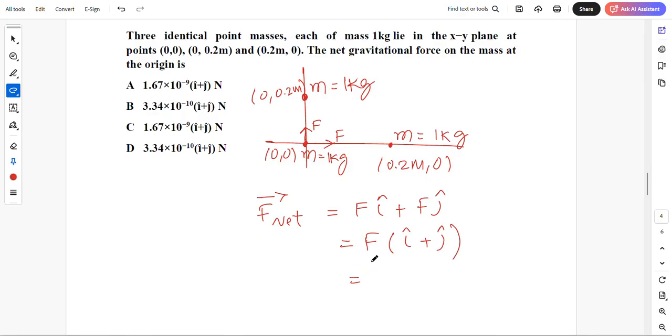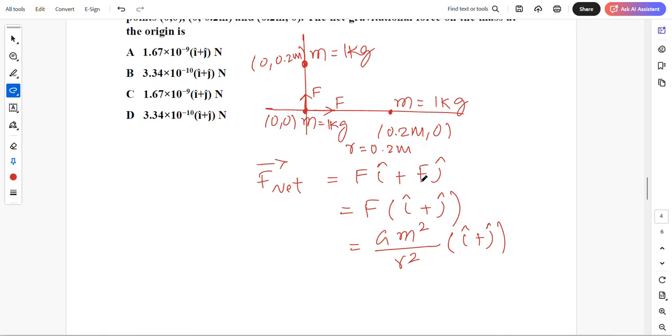Now what is the gravitational force given by? Gravitational force is given by G into M, that is M square divided by R square. What is the distance? Here the distance is how much? 0.2 meter, and here also the same distance, 0.2 meter. That is 0.2 the whole square. I will write the distance is R square, i plus j. How much distance? Distance is nothing but 0.2 meter.